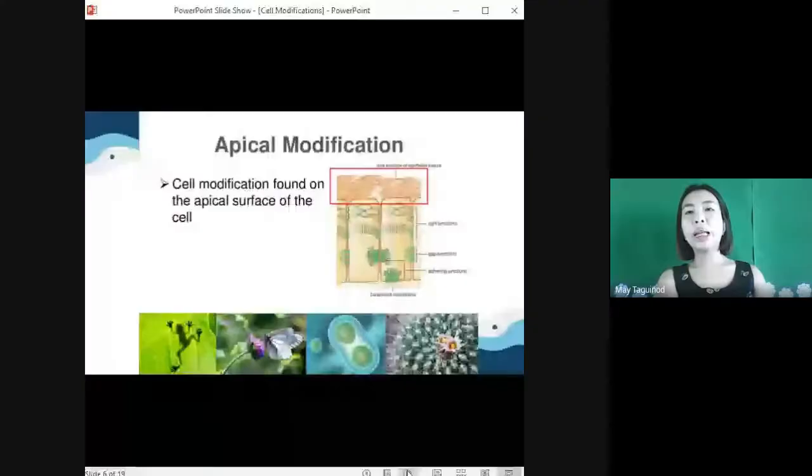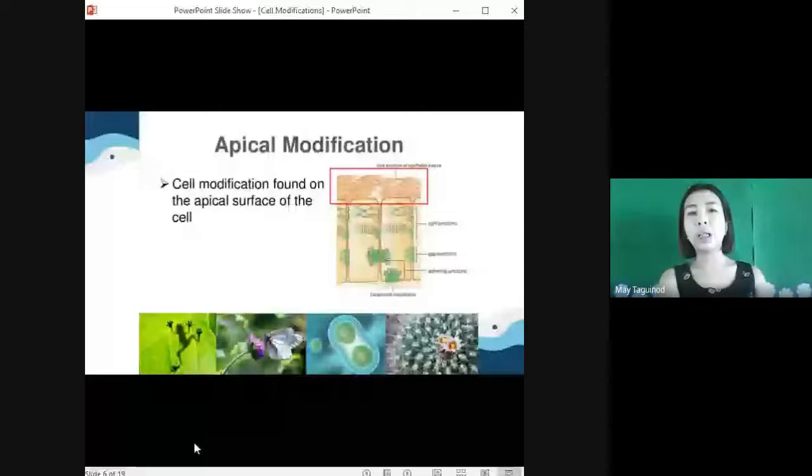All right, so what is apical modification? It is found on the apical surface of the cell. So it is specialized to carry out functions at interfaces. So it includes secretion, what else? Absorption, movement, and luminal contents.